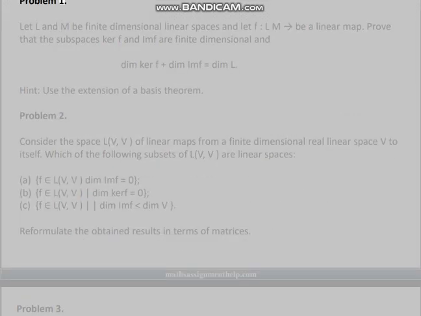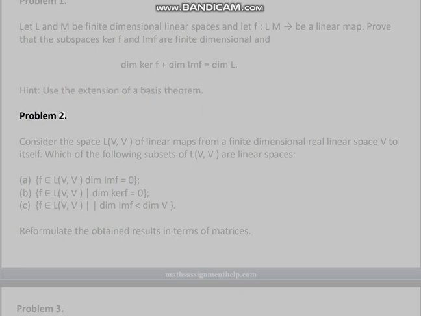Problem 1. Let L and M be finite-dimensional linear spaces and let F: L → M be a linear map. Prove that the subspaces Ker F and Im F are finite-dimensional and dim Ker F + dim Im F = dim L. Hint: use the extension of a basis theorem.